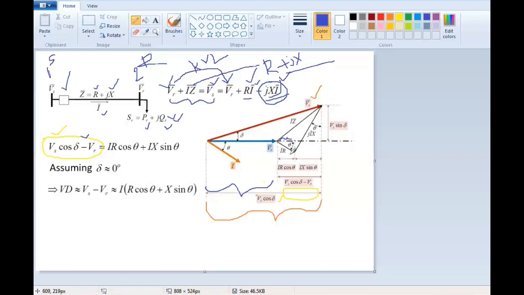And another thing is that there is one more triangle, and it makes the same angle as this one. So this is the angle theta. From this triangle you can calculate this side, and here it is the opposite side.